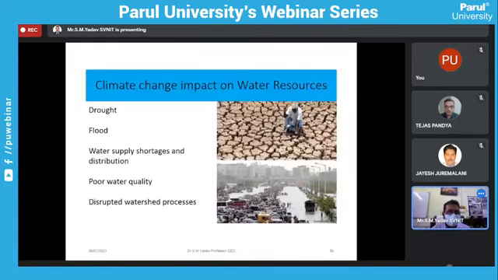What happens due to climate change, impacting water resources engineers, is droughts, floods, water supply shortage and distribution problems, poor water quality, and disrupted watershed processes. Hence, these are the challenges a water resources engineer can face in future, and they have to give solutions to tackle this kind of situation, which will be increasing day by day.